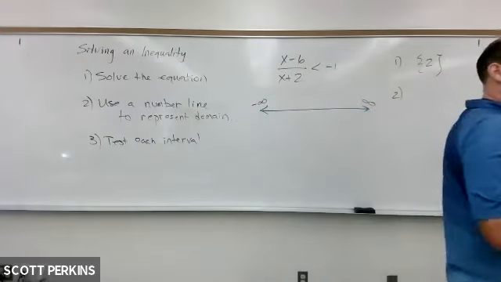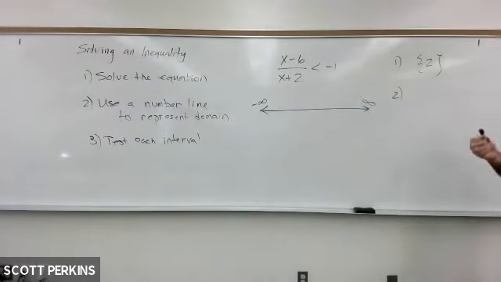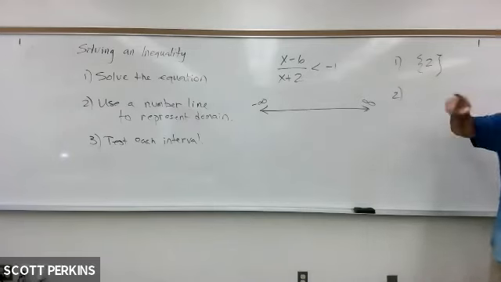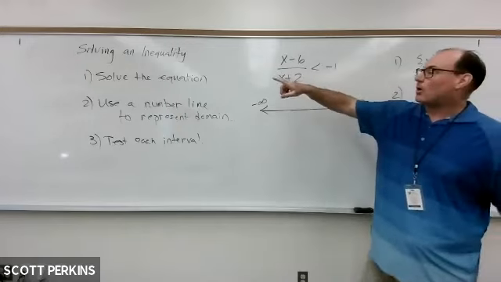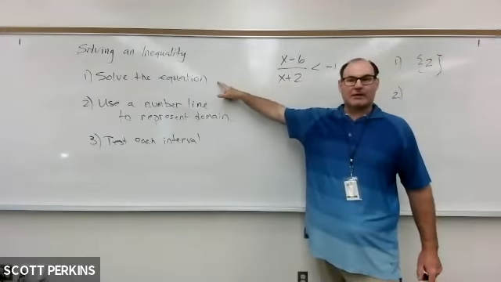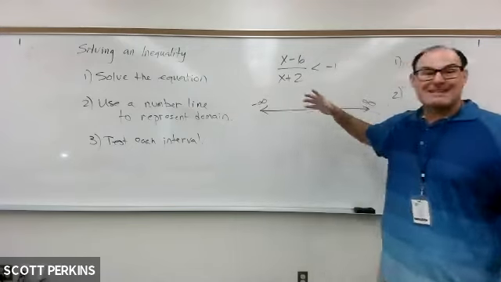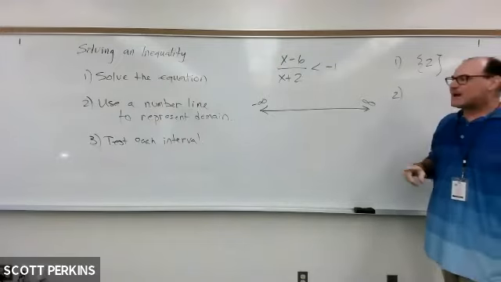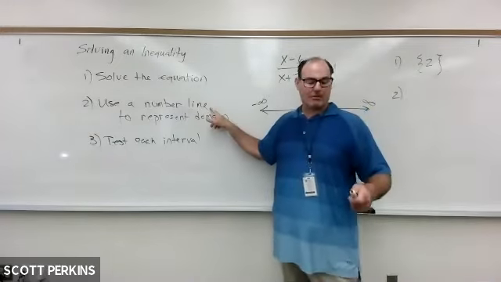All right, I'm just going to get started. Again, don't be afraid to interrupt me if there's a question that occurs to you or if you did something different. So step number one in solving an inequality is always to solve the related equation. We did that at the top, and we got that the solution was 2. So the second step is to use a number line to represent the domain.